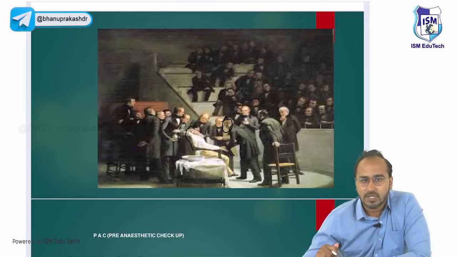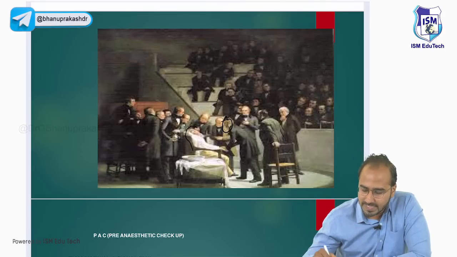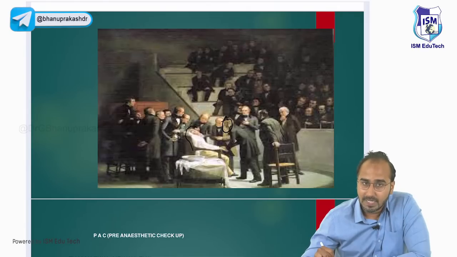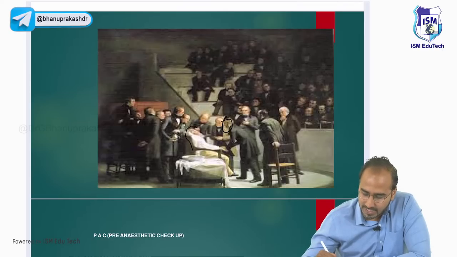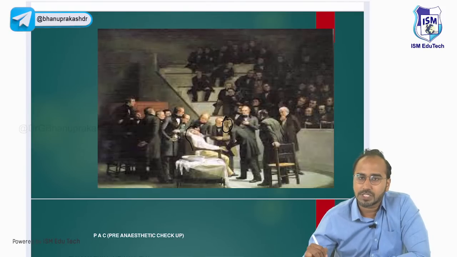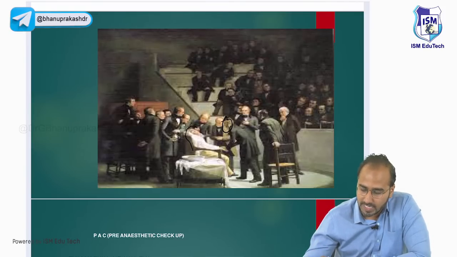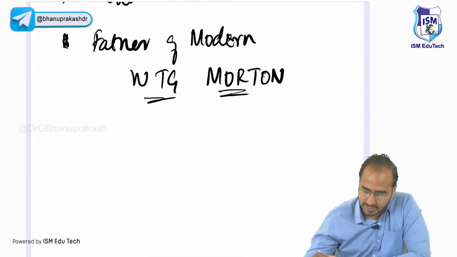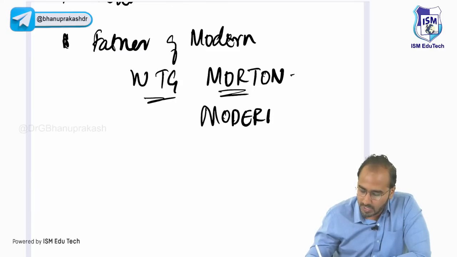Why is he called the father of modern anesthesia? As you can see in the picture, he is giving ether to the patient in front of the whole audience. The audience is seeing. So this is Morton, who did the first public demonstration of ether anesthesia on what day? 16th October 1846. Due to the successful demonstration of ether anesthesia, Morton is regarded as the father of modern anesthesia.